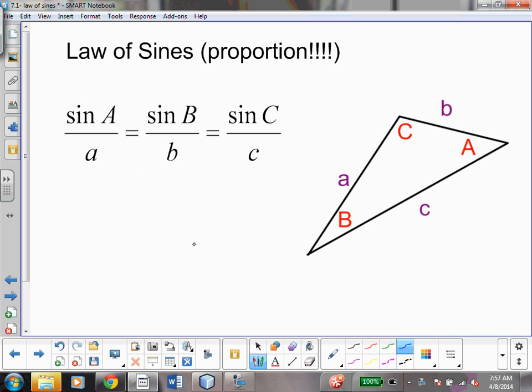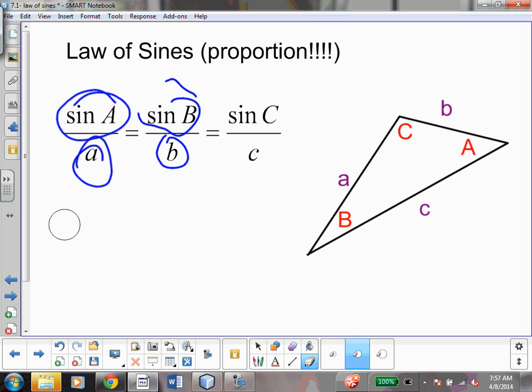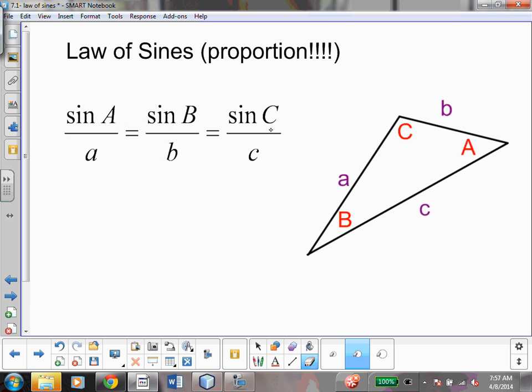The law of sines basically states that the sine of an angle over its opposite side has to be proportional to the sine of another angle and its opposite side. This equation has three parts to it, but technically you only need two to create the proportion. This equation could also be flipped.